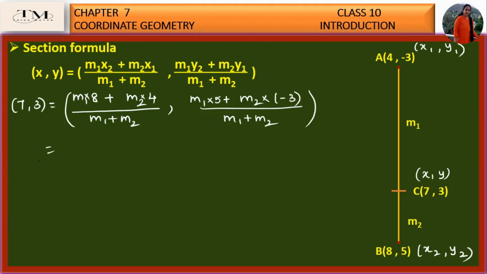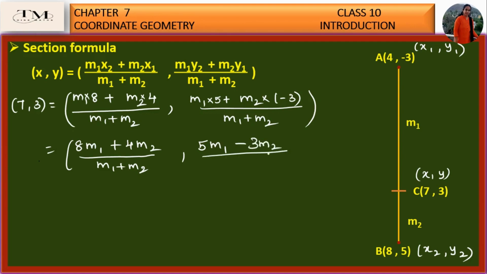So m1 into 8 is same as 8 into m1. So we can write as 8 m1 plus 4 m2 divided by m1 plus m2 comma m1 into 5 is 5 m1. Here we have a negative sign, so plus into minus is minus. So 3 m2 divided by m1 plus m2. So this is equal to 7 comma 3.